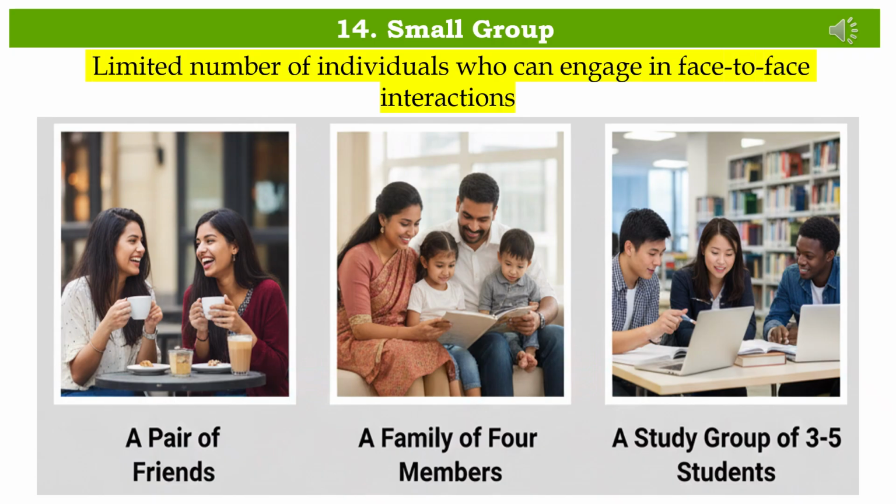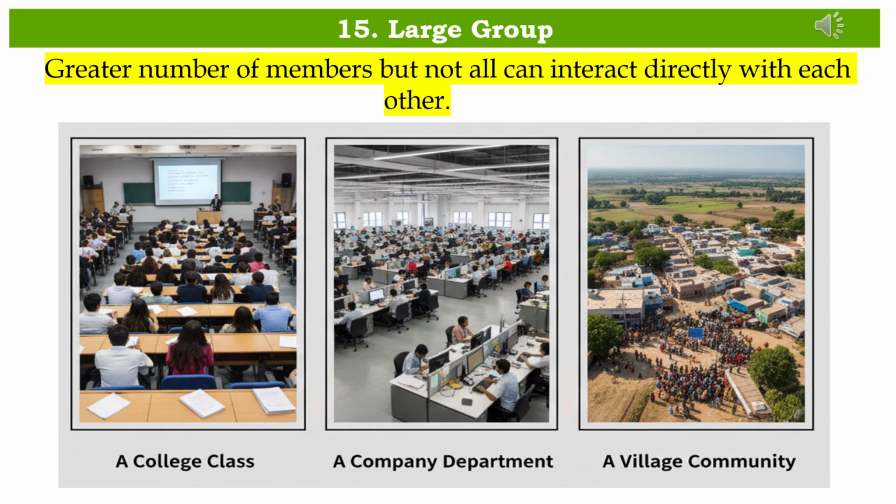Small groups. Small groups are groups which include just a few members, such as a dyad or a pair, where everyone can interact closely. Example, a pair of friends, a family of 4 members, or a study group of 3 to 5 students. Large groups. Large groups have many members, but not all can interact directly with each other. Communication is more limited compared to small groups. The examples of large groups are a college class, a company department, and a village community.